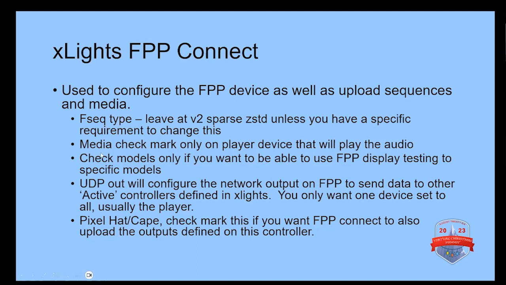The media check mark on that FPP Connect device, you only want to click that media for your player device, because your player device is the one that's going to play the audio. So if you use an FPP as your player, you have to be able to output your audio from that FPP device instead of your computer. That would go to your FM transmitter or to your speaker systems. That media check mark means it's going to upload the audio files to that FPP device so it can play. You do not normally want to send media files to any remote FPP devices because they will not be playing the audio.